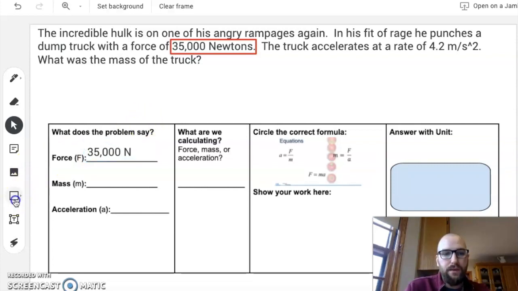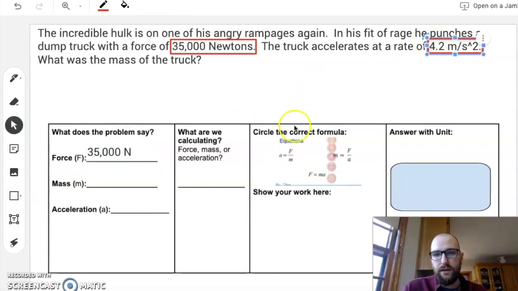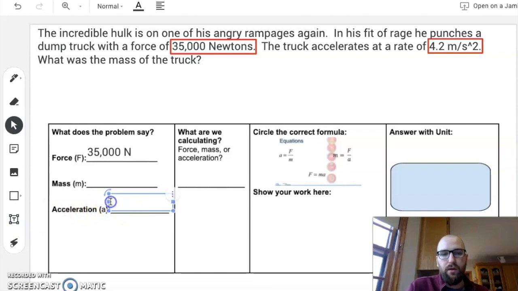Next piece of important information: the number 4.2 meters per second squared. It says accelerates at a rate of. You might think, where's rate? I don't see that on here. But accelerates, acceleration, very similar words. This is telling me acceleration. Also, meters per second squared was our acceleration unit. So, next to acceleration, I'm writing 4.2 meters per second squared.